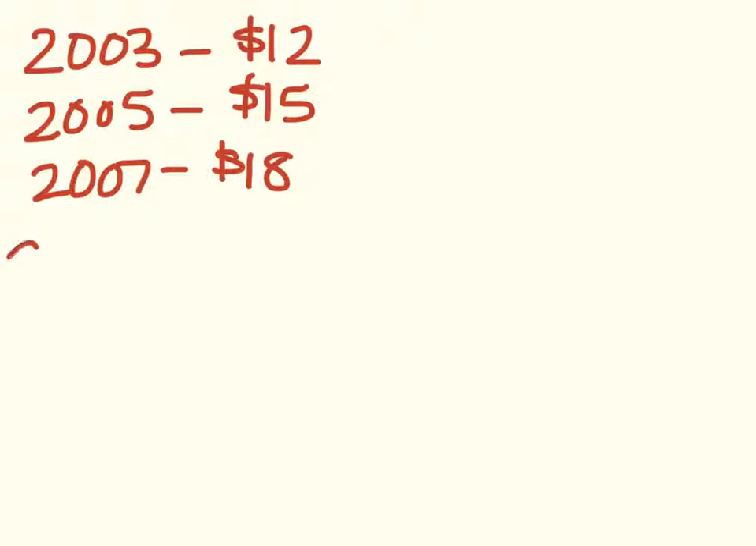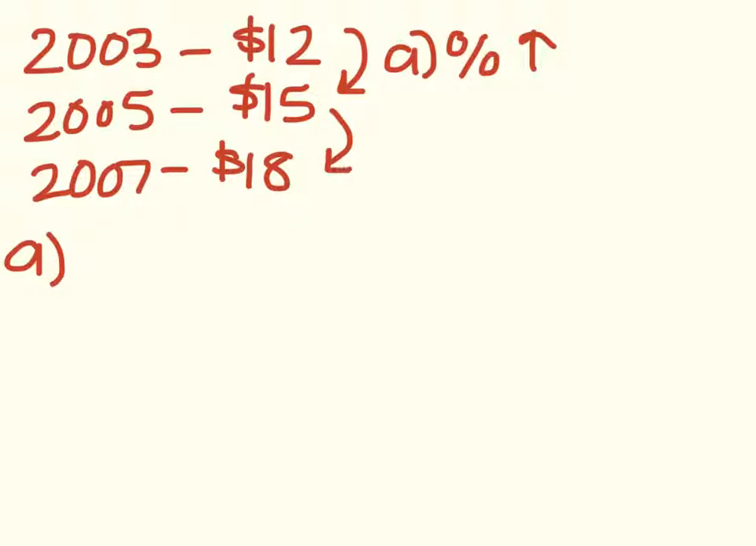So for step A, we want to find the percent increase in the price of the book from 2003 to 2005. And in part B, we want to find the percent increase in the price of the book from 2005 to 2007. So this will be part B. We will again want to know the percent increase. So let's work out part A.